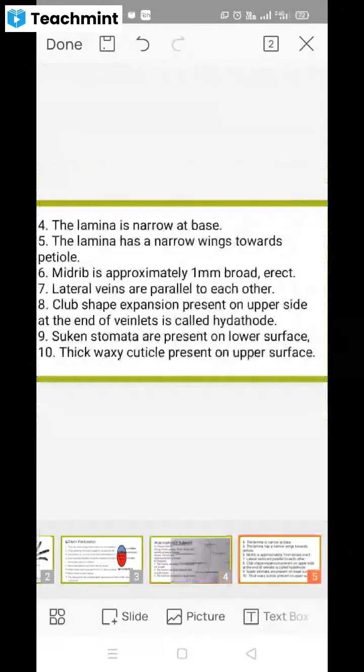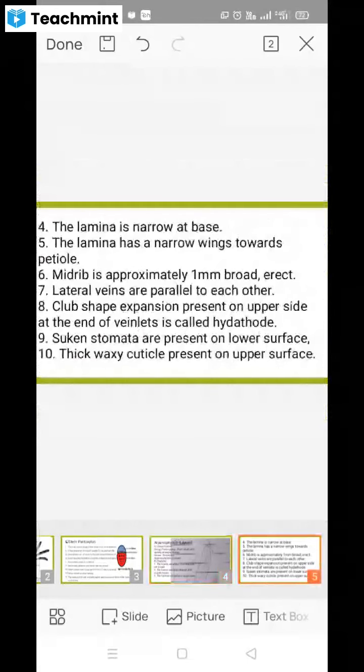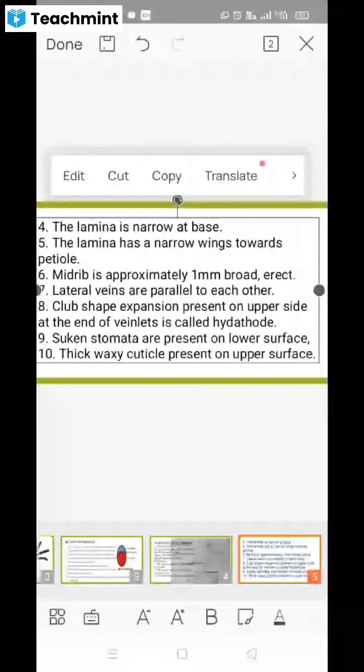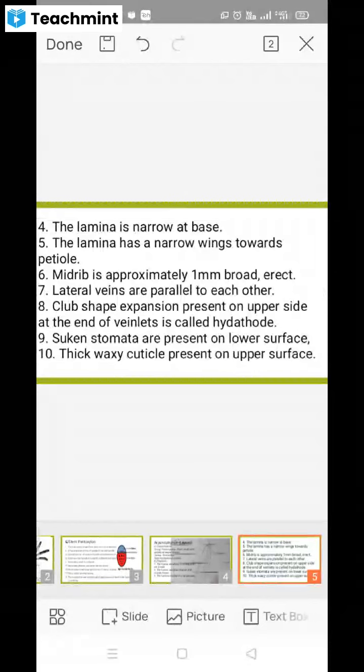Then you have to write about the midrib. Midrib is 1 millimeter broad and erect. Lateral veins are present and those are parallel to each other. Then at the ends of the veinlets the hydathode gland is present. Sunken stomata are present at the lower surface and thick waxy cuticle is present on the upper surface. So these all characters are included under the Nephaniophyllum.